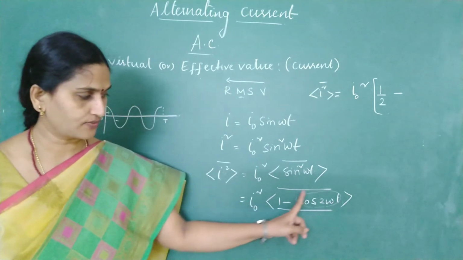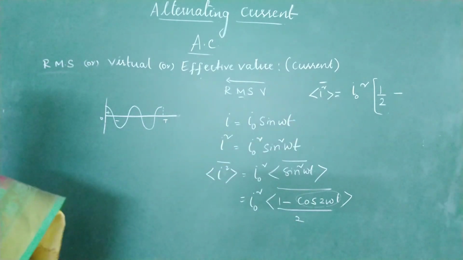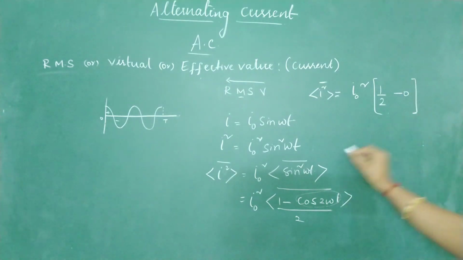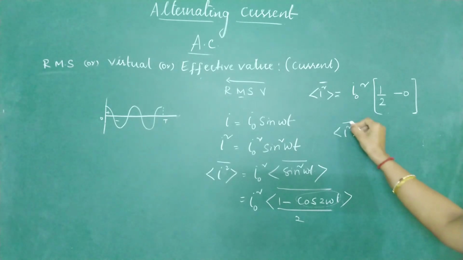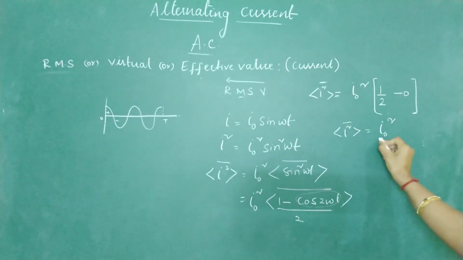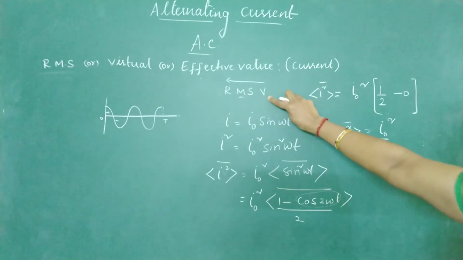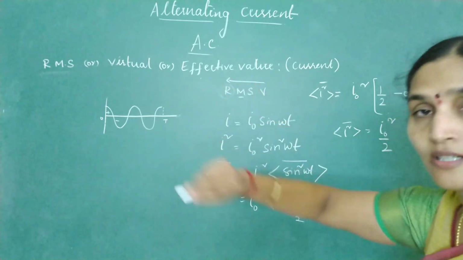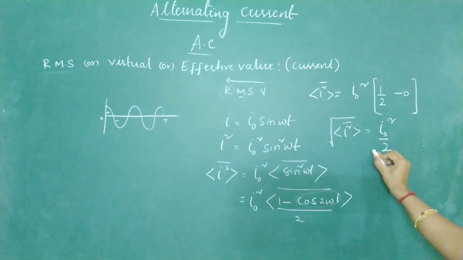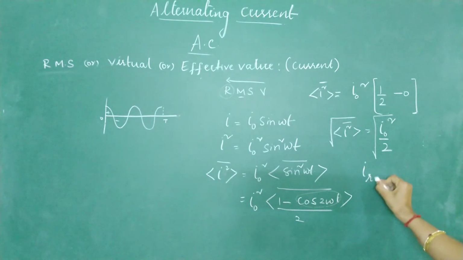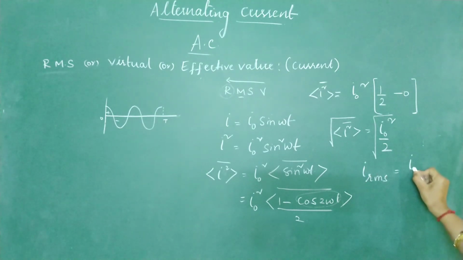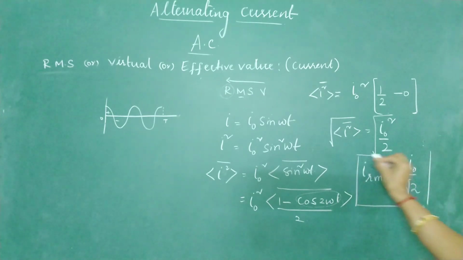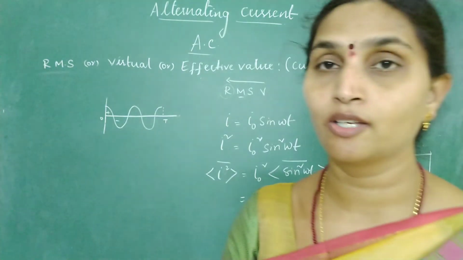So if you put this average of cos 2 omega t as 0, what will be the I square average value? The mean value of I square: this term will be 0. The average of I square, the mean, we have got I naught square divided by 2. See, we took the value, we have squared it, applied the mean, at last we have to apply the root. Apply the square root on either side. What is I R.M.S equal to? I naught divided by root 2. So this is how you can determine the root mean square value of current.